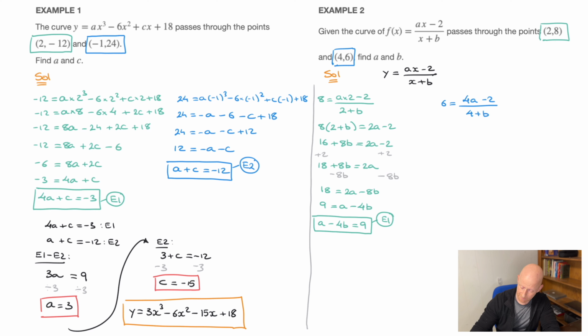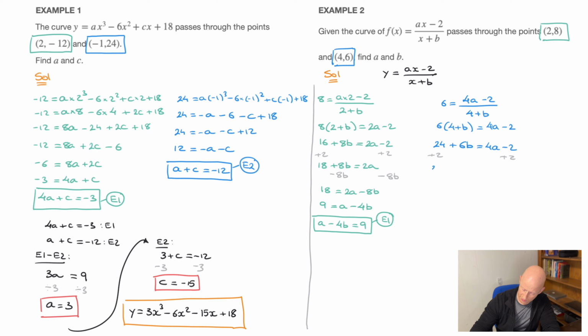I now multiply both sides of this equation by 4 plus b, so that we get 6 times, in parentheses, 4 plus b, which equals 4a minus 2. I now distribute this 6 across this pair of parentheses, which leads us to 6 times 4, which is 24, plus 6 times b, so that's 6b, and that's equal to 4a minus 2. Again, I now rearrange all of this, and so I'll get rid of this 2 that's being subtracted from the right-hand side, which I do by adding 2 to both sides of this equation.